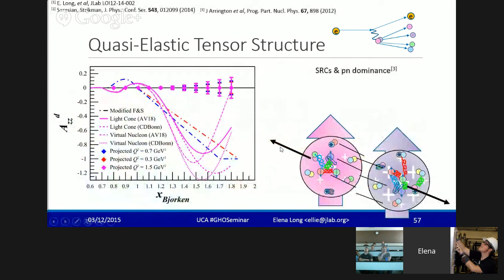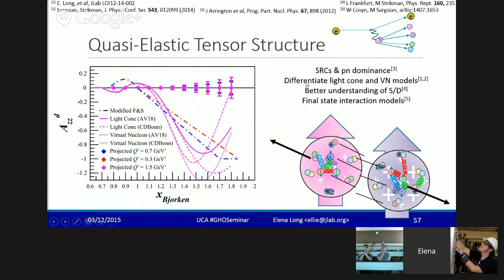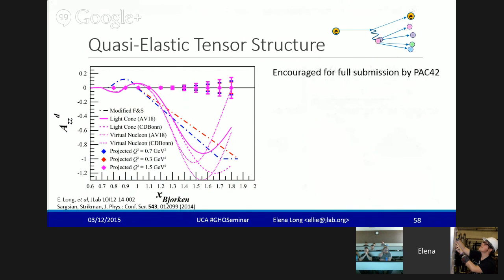So with looking at this tensor structure and the quasi-elastic region, it can really start telling us about short-range correlations. These two models are relativistic effects. And really, it gives us a better understanding of this ratio, because if we can't understand what's going on in the deuteron, how can we expect to understand anything bigger than the deuteron? And with this, we're really hoping to be able to understand this much better than we've been able to in the past.